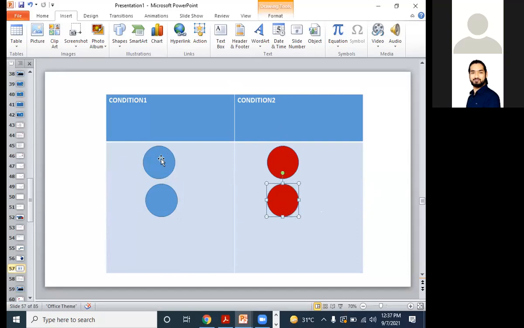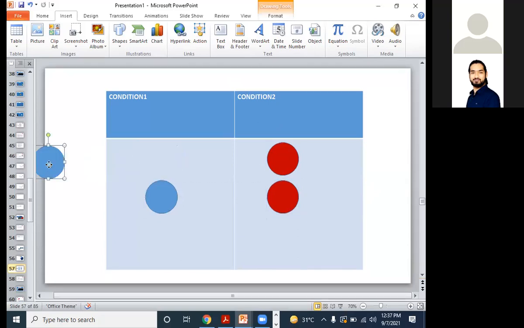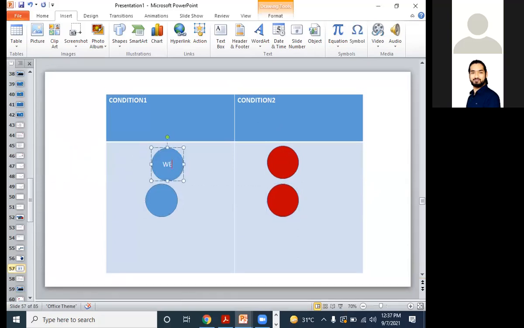If you do an experiment like this, where blue people are the people whose taste buds work, so they work. And red people are those whose taste buds do not work. And condition 2 is what? 7 Up. Condition 1 is what? Pepsi.